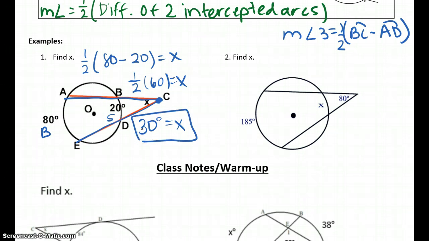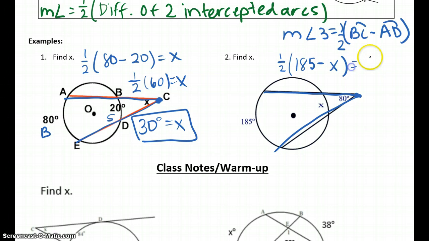Okay, and then number 2, this is also an angle that is outside of the circle. I'm going to highlight this angle. But notice that our x is in a different position. That's okay. We're going to use that equation: half times big arc minus small arc equals angle. So I'm just going to plug in the pieces that I have. So I know I'm taking 1/2 times my big arc, which is 185, minus my small arc, which is x, and that is going to equal my angle. And now I just have an equation to solve.